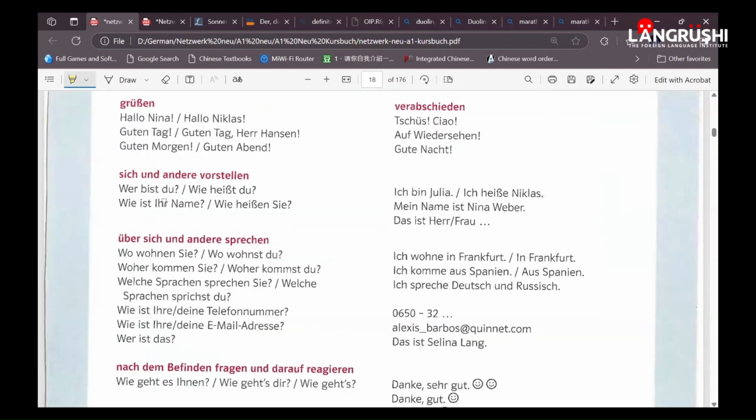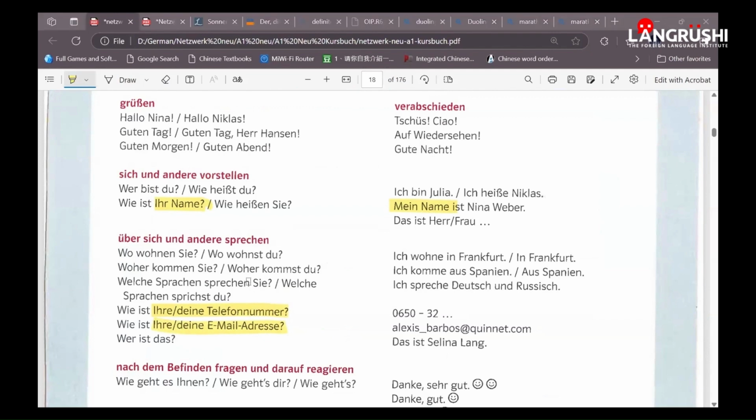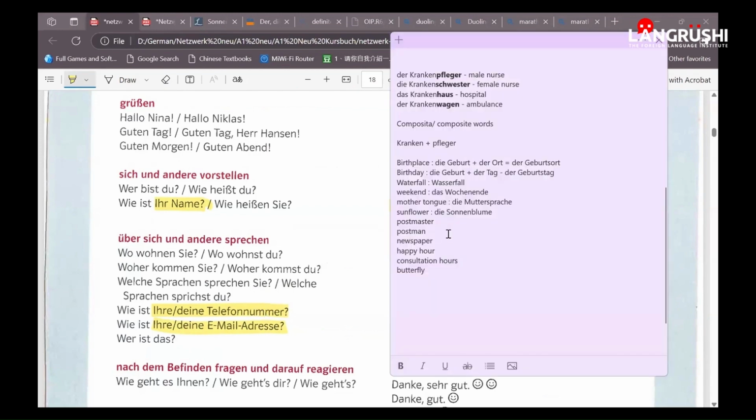Okay. Now look at this. Ihr Name. Okay. Mein Name. But ihre oder deine Telefonnummer. Telefonnummer. Ihre oder deine E-Mail-Adresse. So now let me ask this to Ismail. Ismail, why do you think that it is ihr Name here but ihre Telefonnummer here? Why the change? It's what is your name and what is your telephone number.